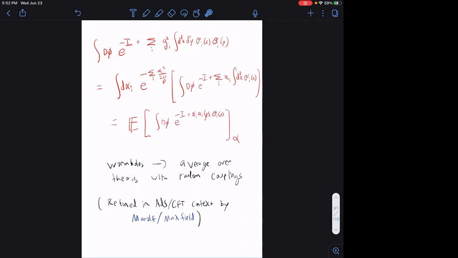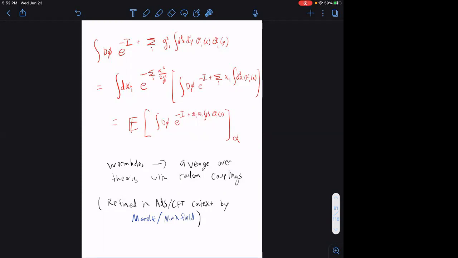term here. So this thing in the brackets here, this is like a local theory. We have our old Lagrangian, but we've added this new local term with couplings alpha I. And then we can think of the alpha I's as just random couplings that we're averaging over. So the theory with the wormholes looks like an average of theories without wormholes, but instead having random local couplings.